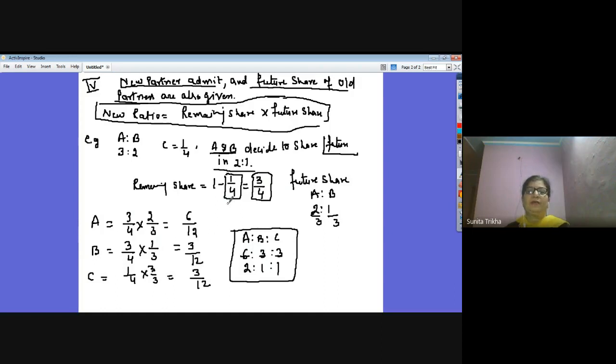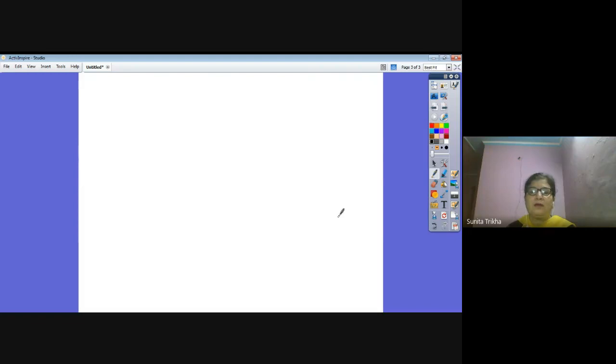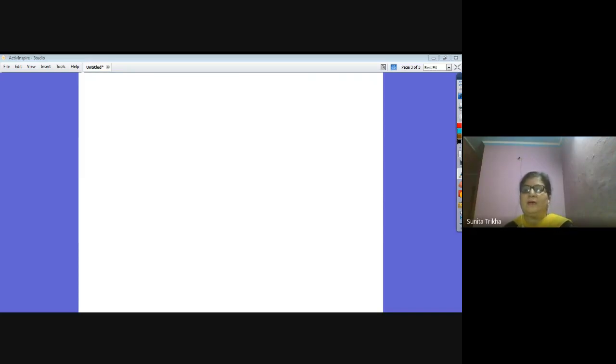Is it clear? When the future shares of old partner is given to you, then how to calculate the new ratio? Remaining share multiply by future share. And when old partners surrender their shares, then how to calculate the new ratio? The procedure will remain same. Old share minus sacrificing shares. This is how to calculate new profit sharing ratio at the time of admission of partners. There are so many questions in your book you have to do, and in next class we will do the treatment of goodwill at the time of admission of partner.